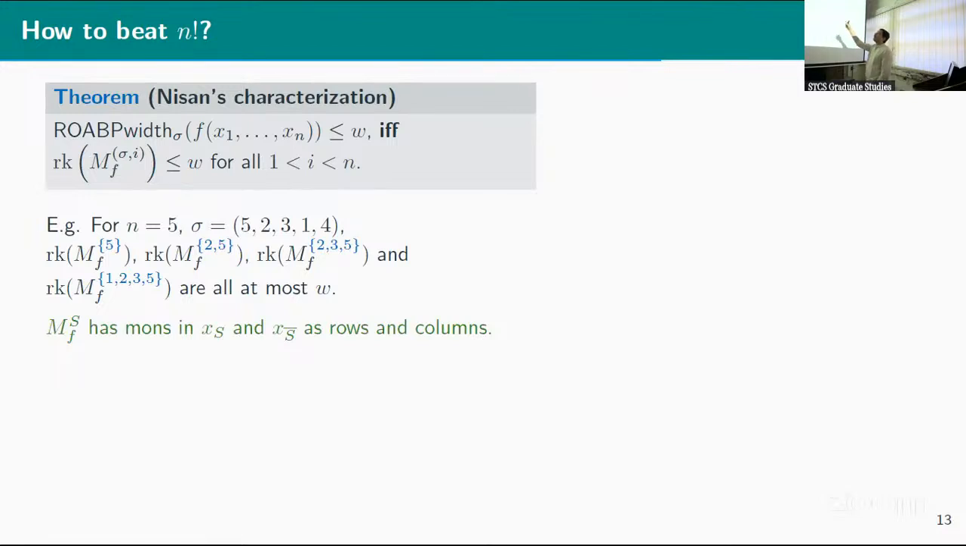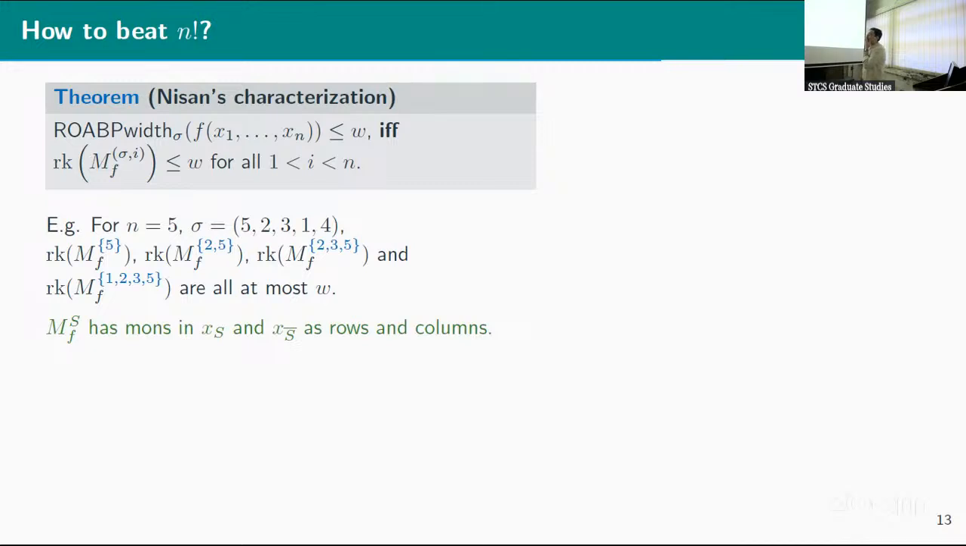So recall that Nisan's characterization says the following. The ROABP width of F under an order sigma is at most W if and only if all these cut ranks are at most W. We wrote n-1 different matrices for different cuts. If all of them have rank less than or equal to W, then it has an ROABP of that width, and vice versa.